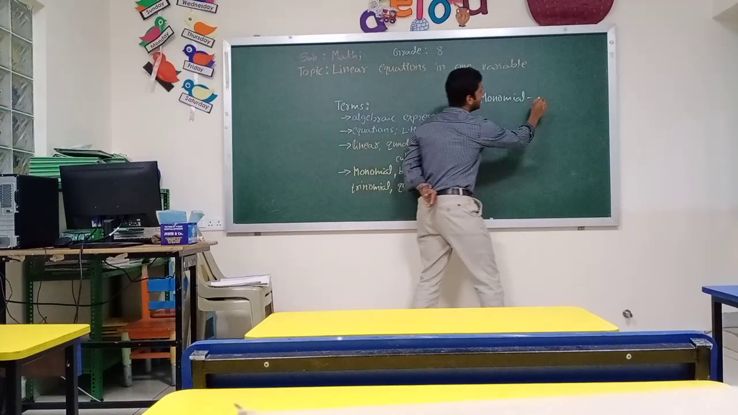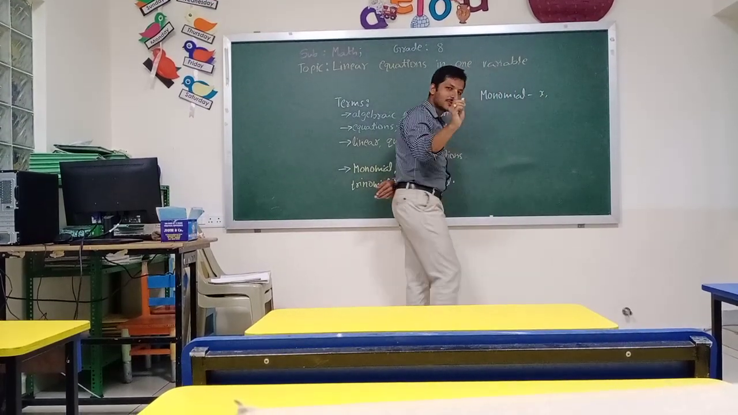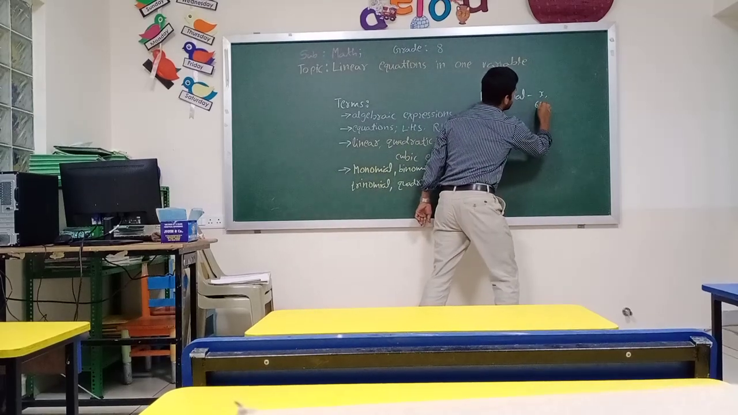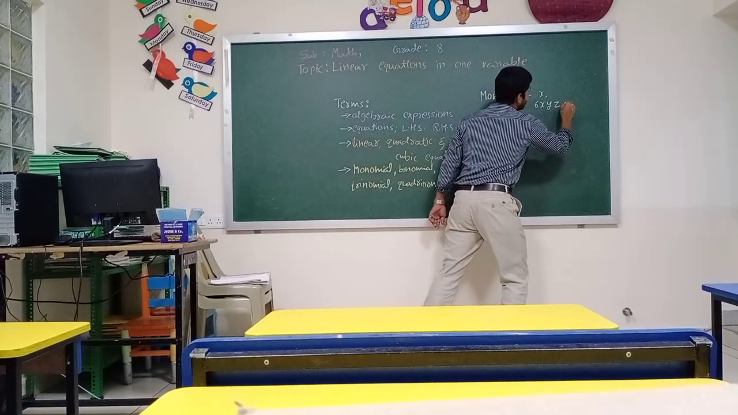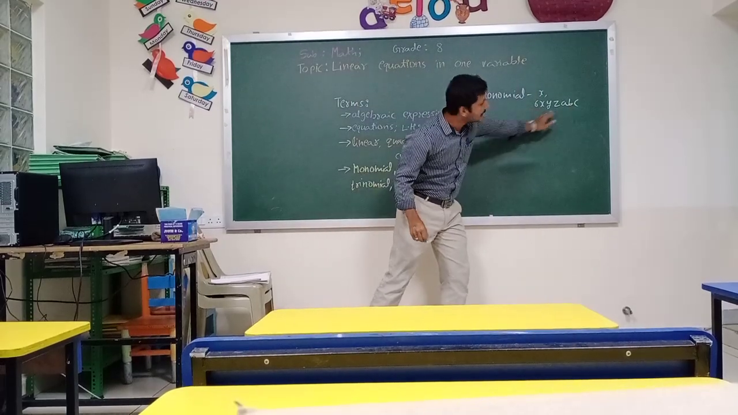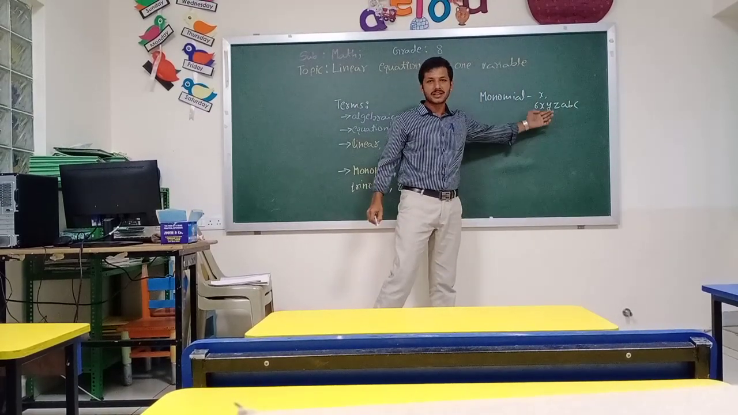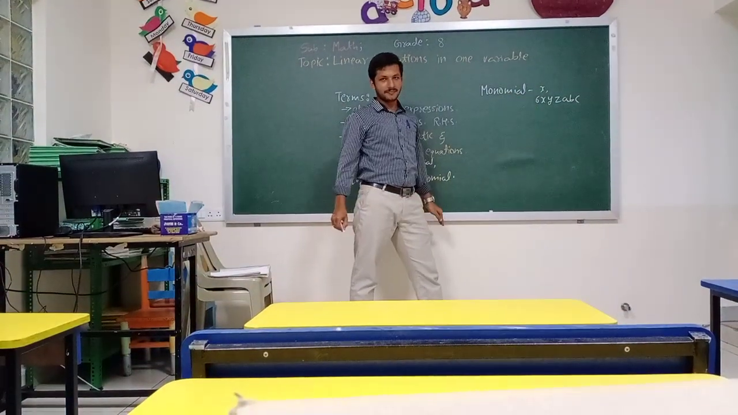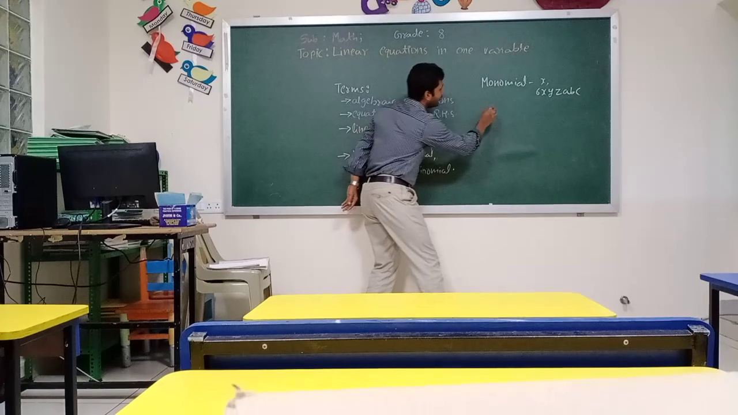One term, like x. It has only one term. If I write 6xyzabc, even this has only one term. It does not have many terms in it. So it is a monomial. Next one is binomial.